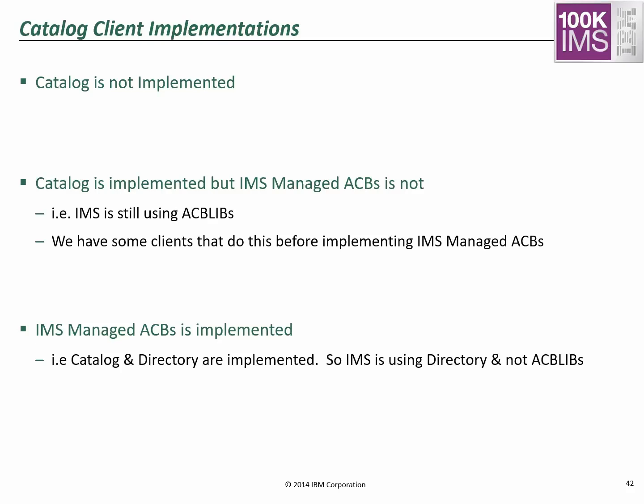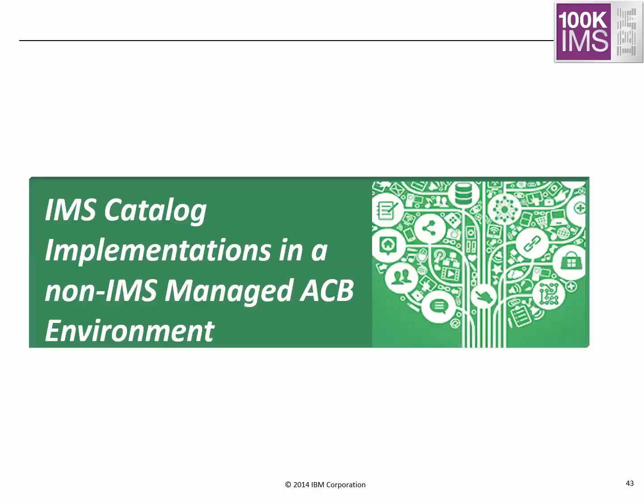And then we've got clients that have implemented IMS managed ACBs. So they've got the catalog implemented, they've got the IMS directory implemented. So IMS is using the directory and not ACB libraries, right? So those are the three types of IMS clients out there. One where the catalog is not implemented, one where catalog is implemented, but IMS managed ACBs is not. And then the third type is where IMS managed ACBs is implemented, right?